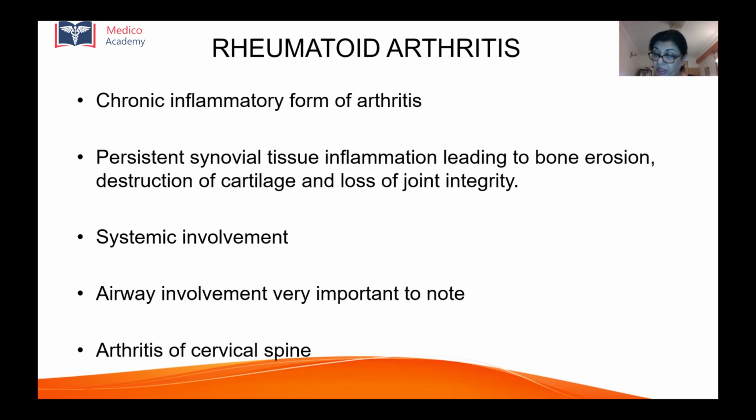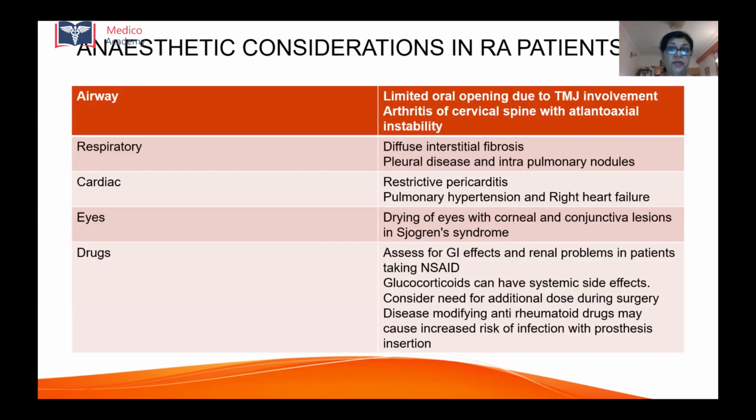Preoperative cervical flexion and extension X-rays are required to plan for awake fiber optic intubation, and the cervical spine should be protected with a collar. Now, these are the anesthetic considerations in rheumatoid arthritic patients. The airway: there may be limited oral opening due to TM joint involvement and arthritis of the cervical spine.